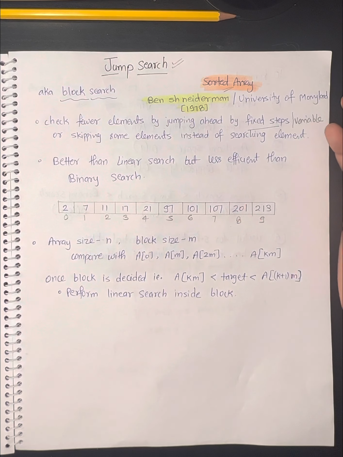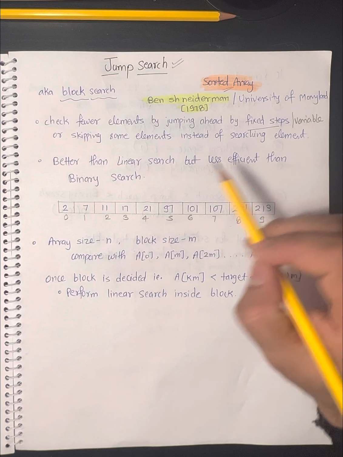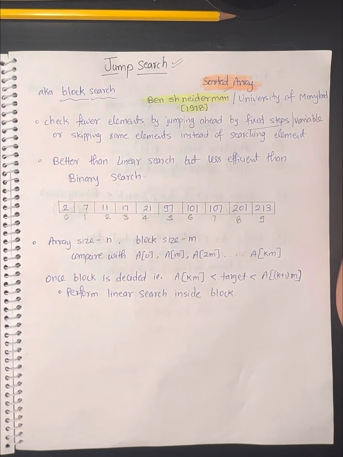Okay, so it is better than the linear search algorithm, obviously, because it skips some elements, whereas linear search compares all the elements. But it is less efficient than binary search, because in binary search in every iteration we skip half of the elements. In this one we are not doing that. How exactly do we do that?